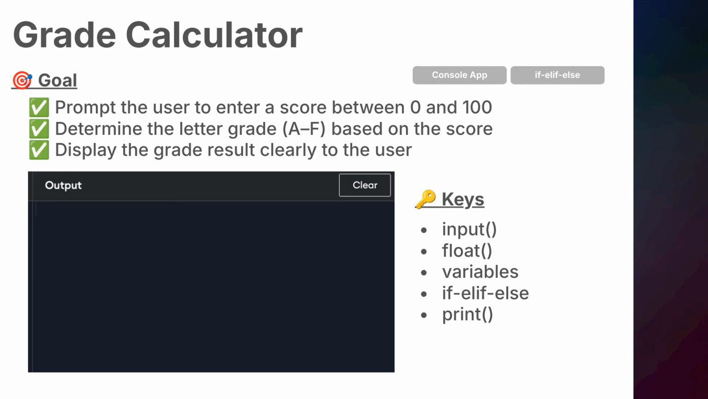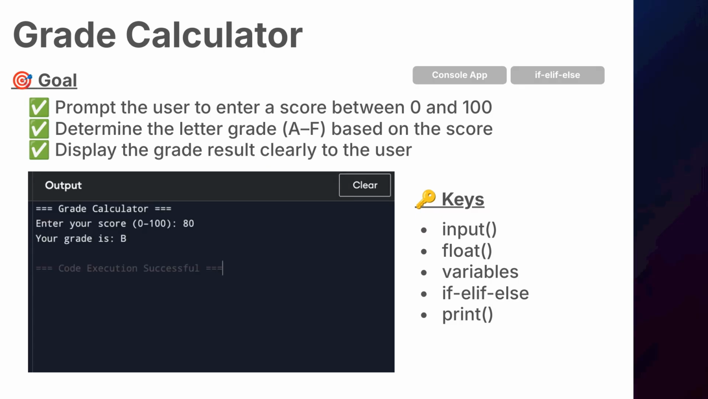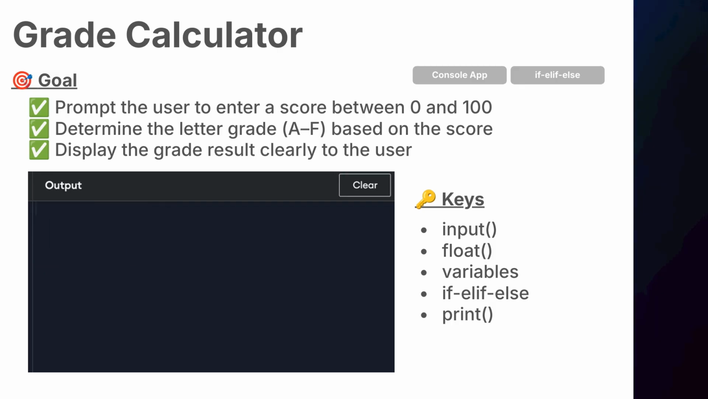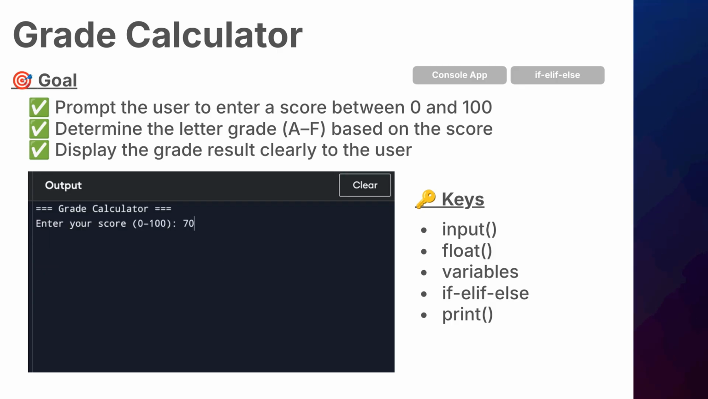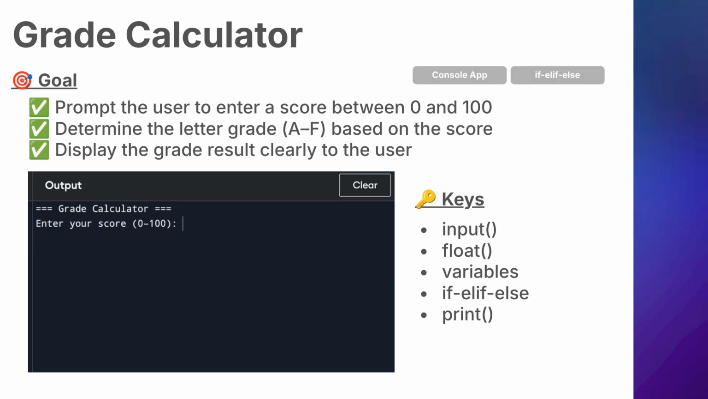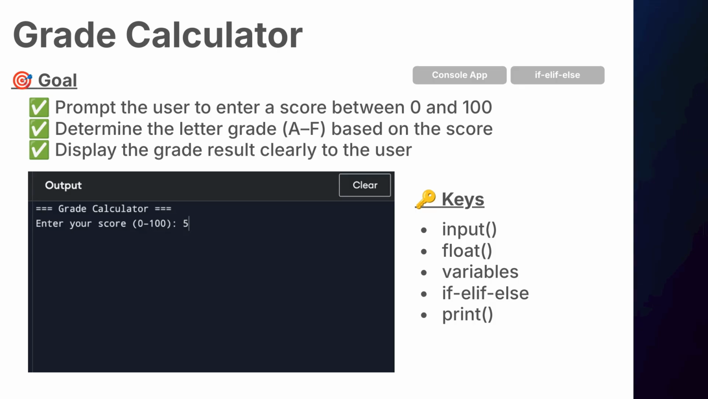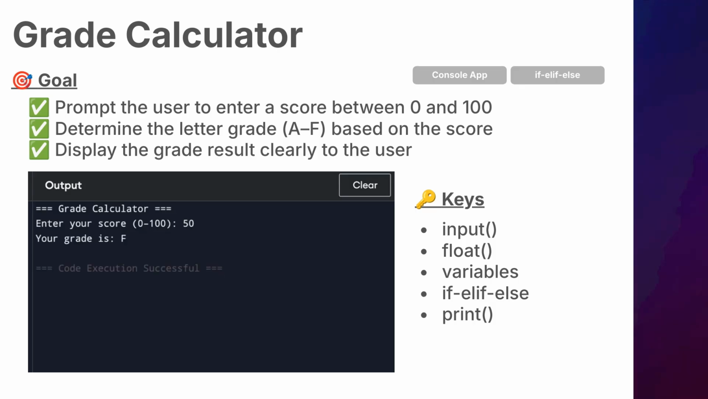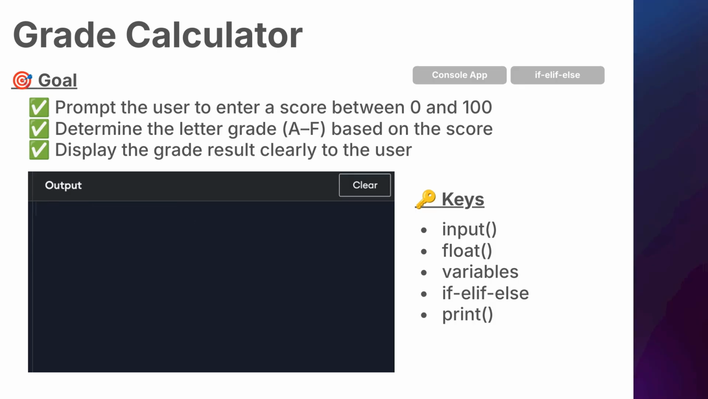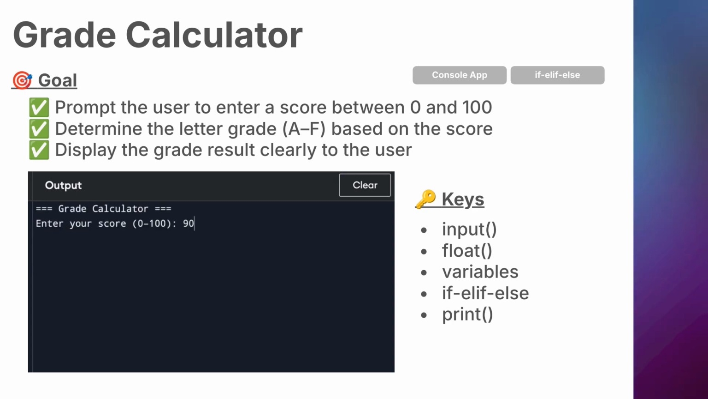Along the way, you've practiced essential Python concepts. You used the input function to get information from the user, converted it into a number so calculations work properly, stored it in a variable, and then applied if-else statements to make a decision. You also used the print function to display the final grade clearly. These are the building blocks of programs that can react to user input and apply real logic.